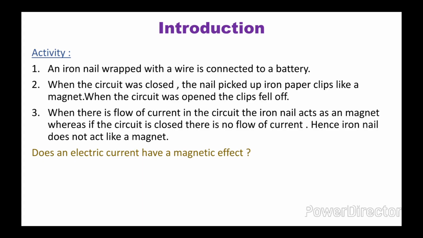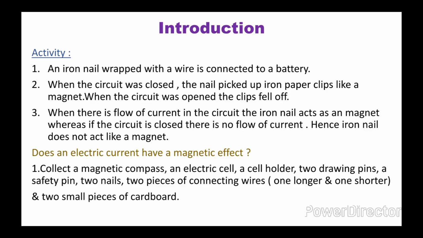For this you have to perform a simple experiment. So for this, what items do you require? You require a magnetic compass, an electric cell, a cell holder, 2 drawing pins, safety pins, 2 nails and 2 pieces of connecting wire. One must be shorter and one must be longer, and 2 small pieces of cardboard. These are the items you require to conduct the activity or experiment.